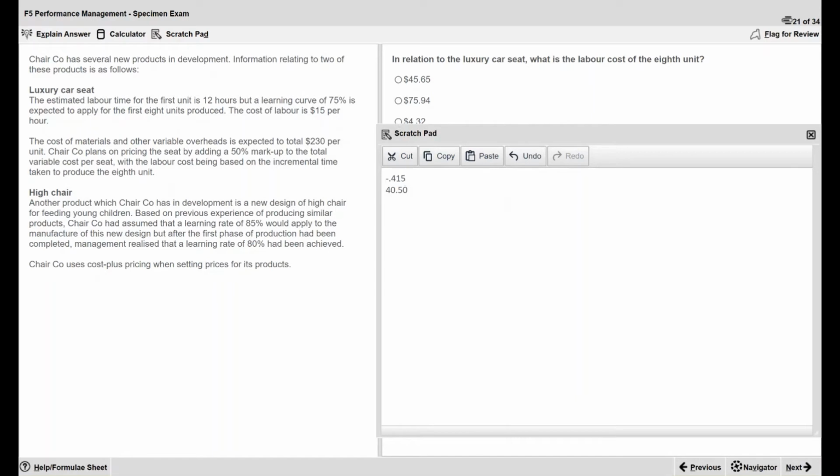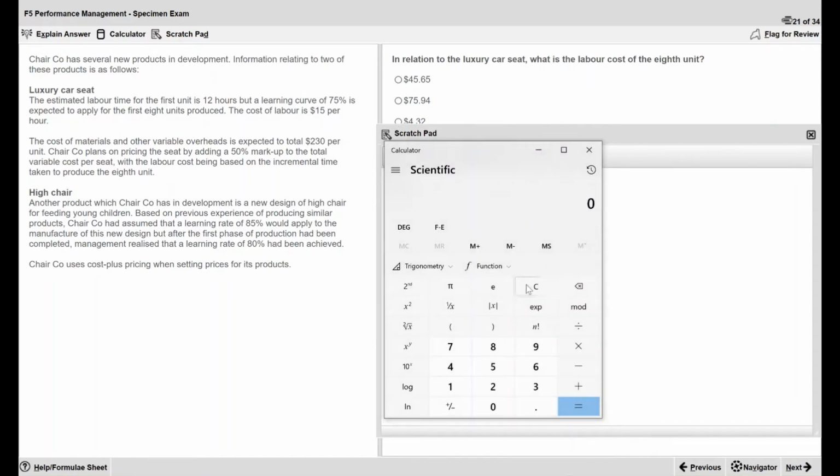Now let's find the time for 7 units. We do the same thing, just replace 8 with 7. So bracket minus 0.415. Again, this is the average time for 7 units. Multiply by 7, it will give us total time, which is 37.4596.